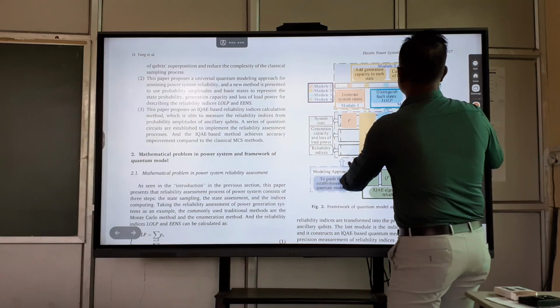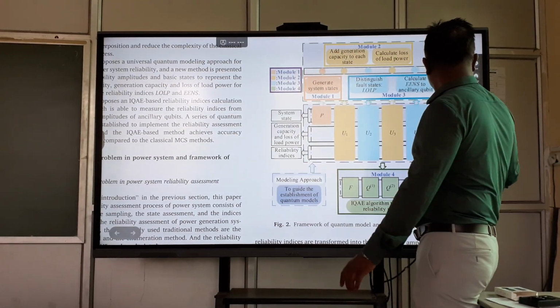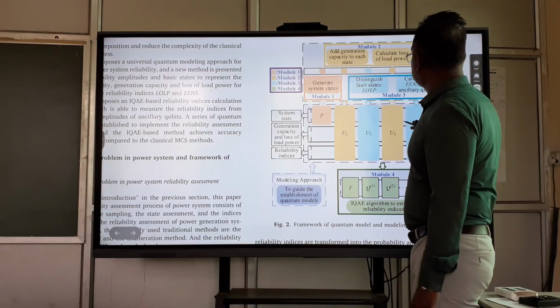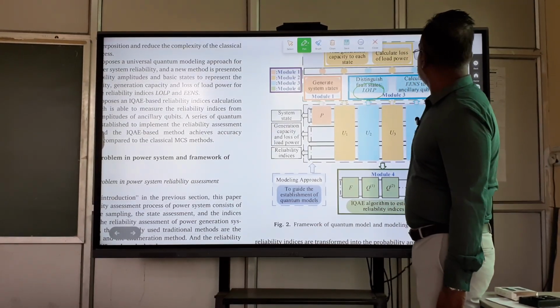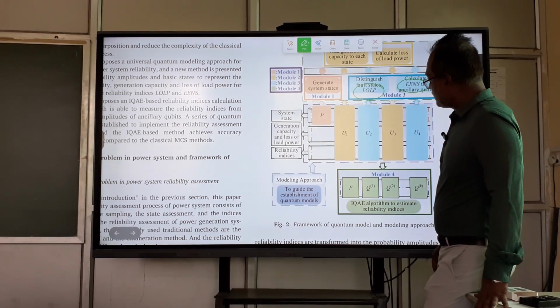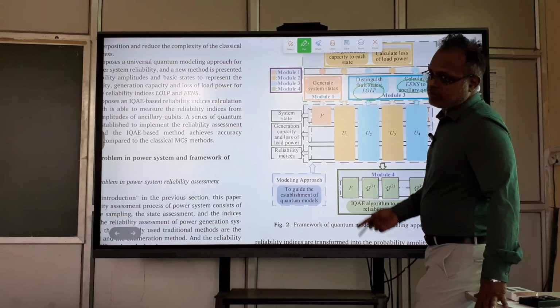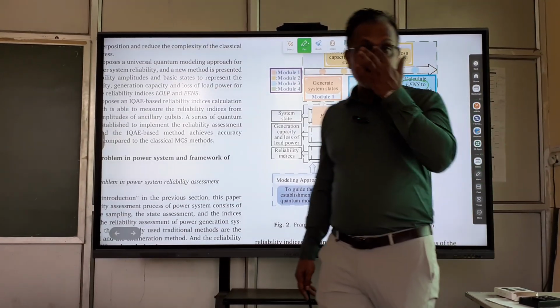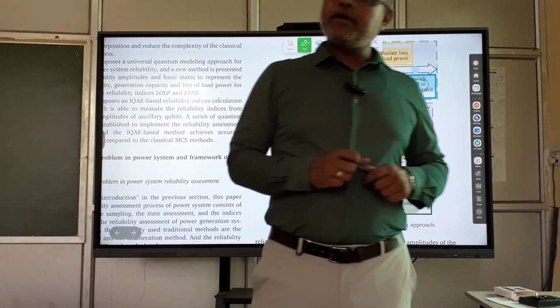So you see here, what exactly is it doing? Finding out loss of load probability and expected energy not supplied. Okay. These are the same things that it is calculating, but by using a new method. You can find a research topic if you want to work on reliability. Okay. You stop here.